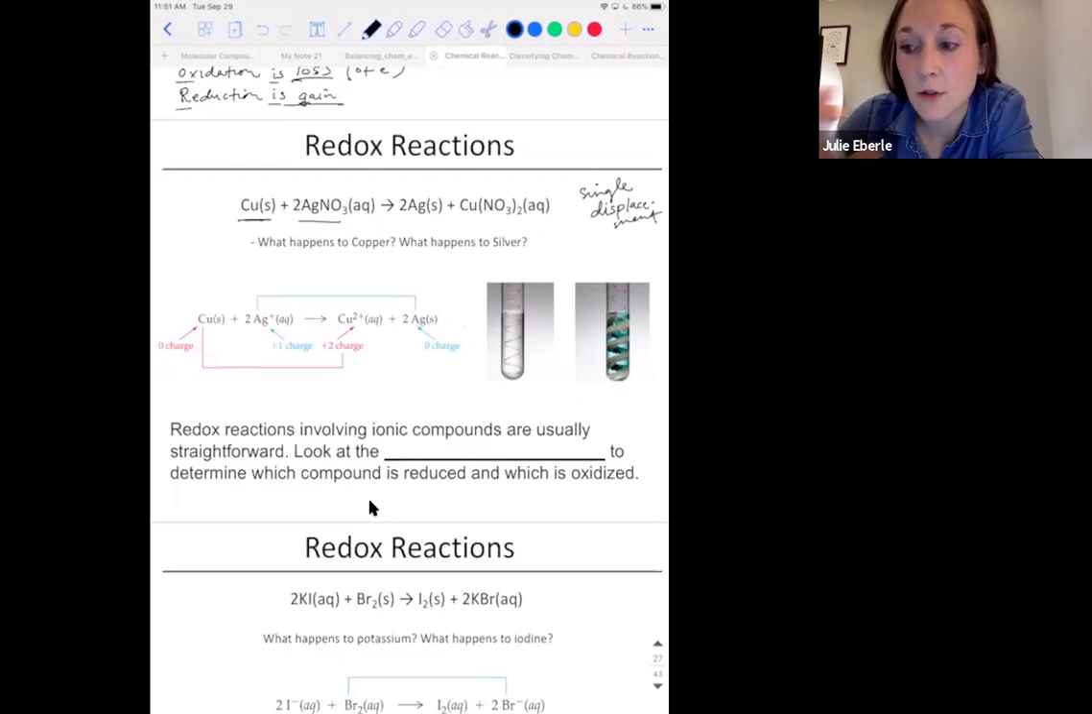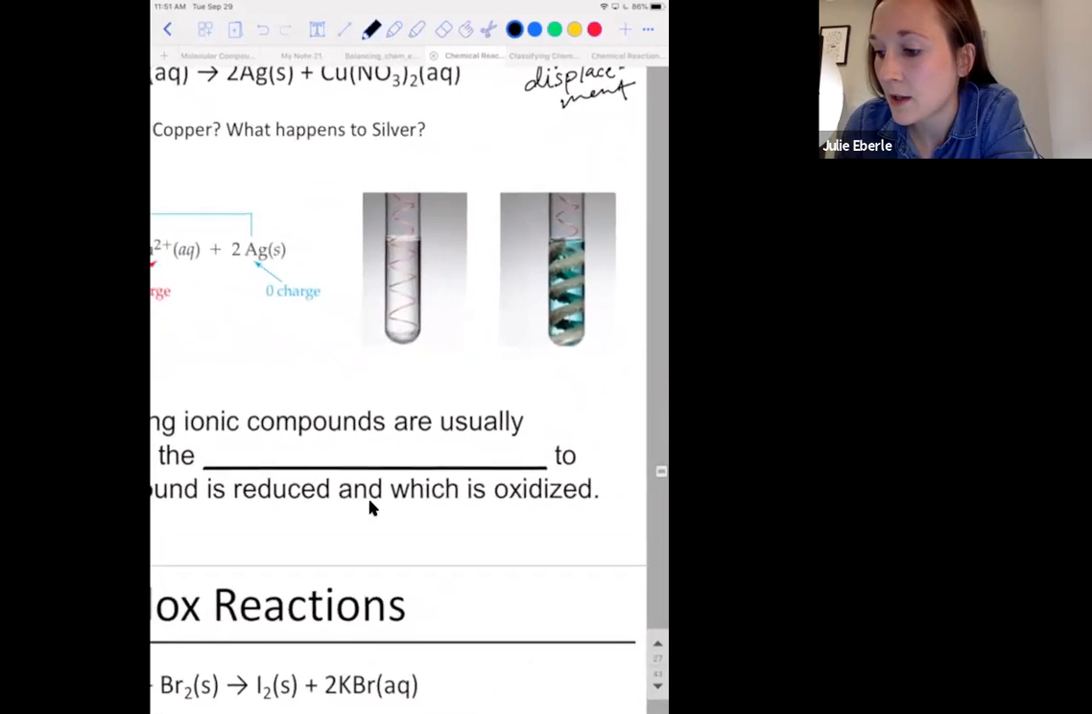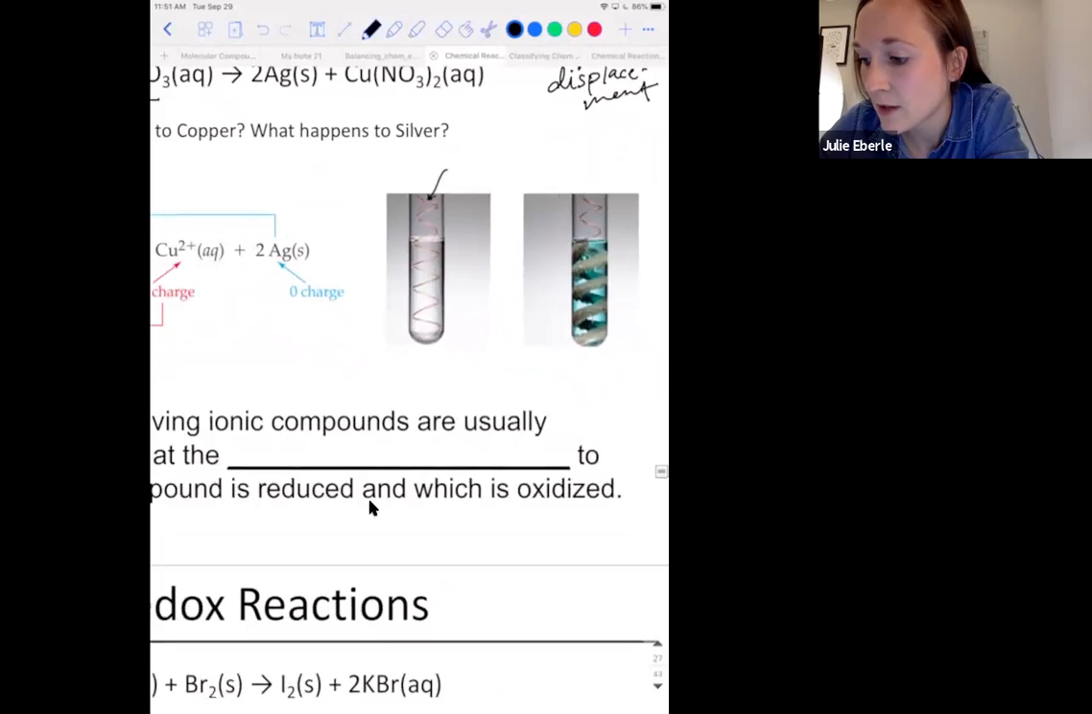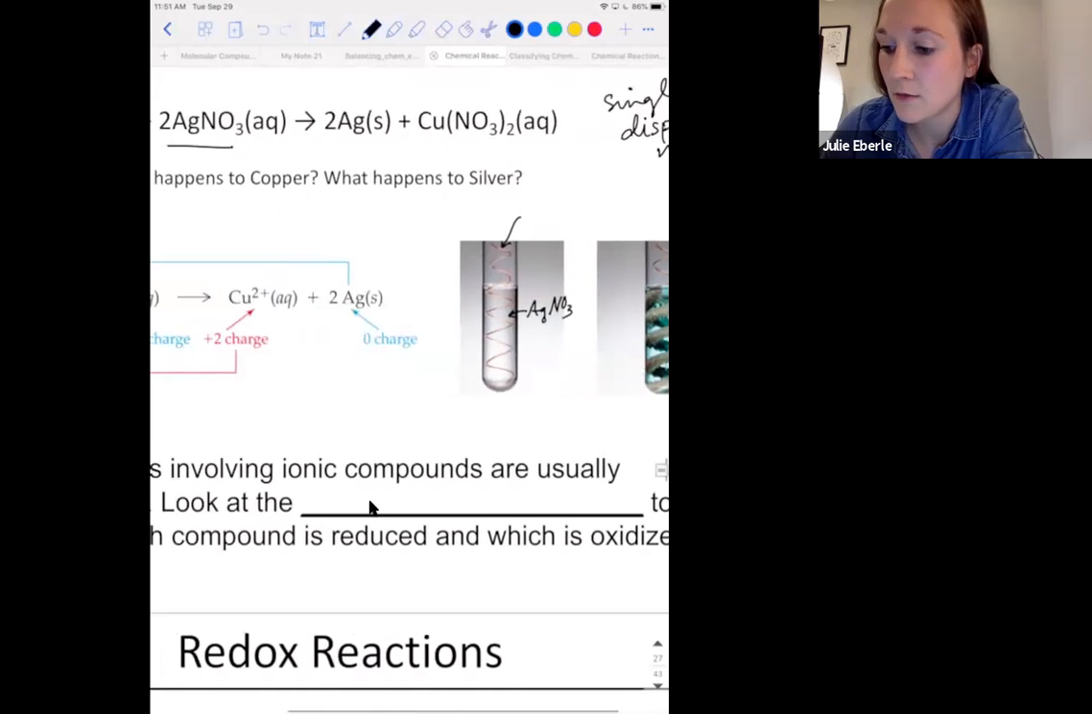All right, so here are the questions. What's happening to the copper? What's happening to the silver? Well, look at these test tubes. This is what's happening. You have copper, we have this copper wire. You can kind of see it's a copper color. And this solution right here, this is your silver nitrate. It's a clear solution. And how do we know? Well, it's aqueous.